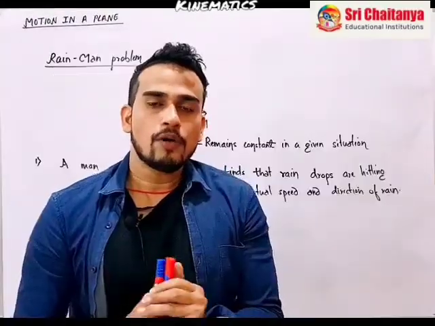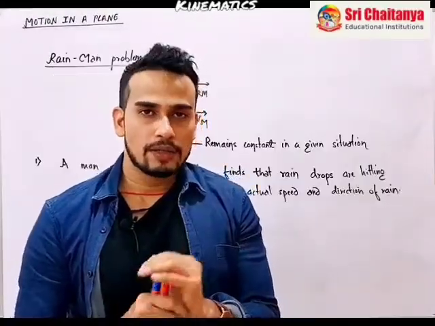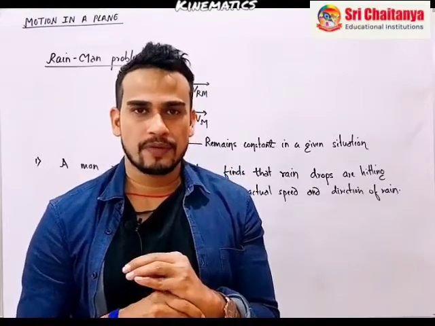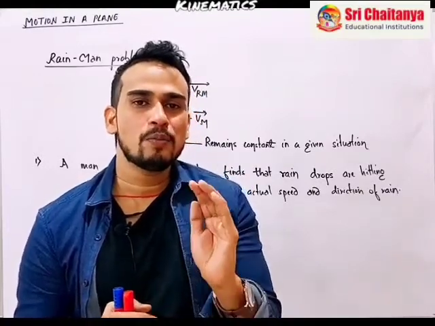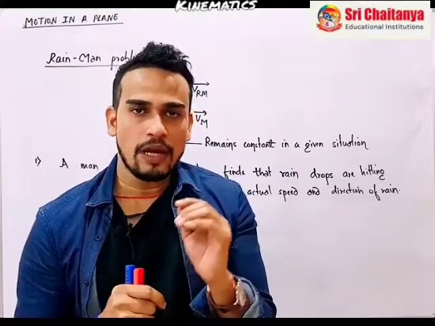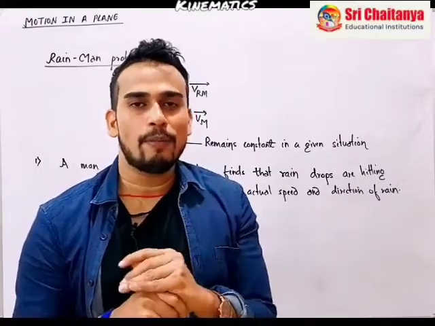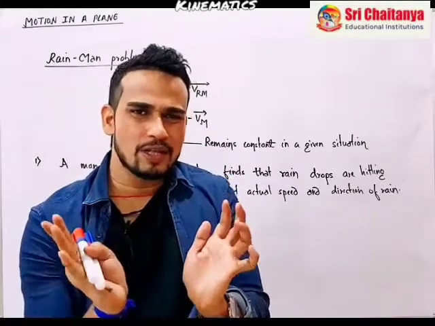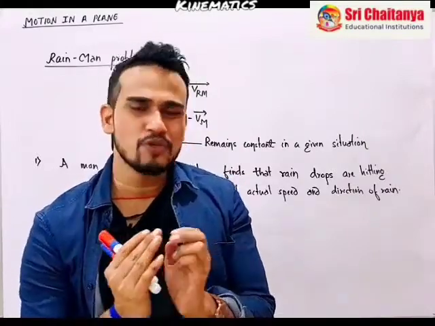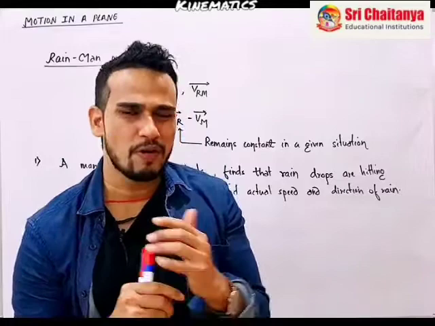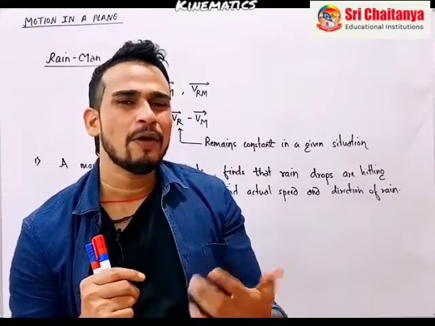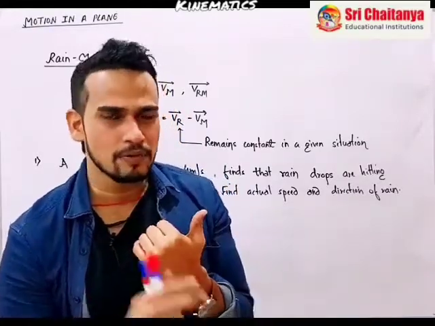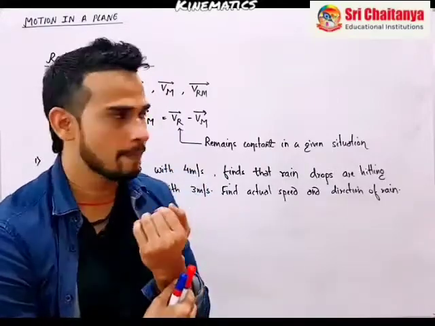Now let's talk about one more important type of question which we have in motion in a plane. We are going to talk about the rain man problem, or rain umbrella problem. Easy questions are asked from here in your NEET exam. So just see here how to do the question. What will happen in the rain umbrella problem? So let's see. First we'll talk about the basic thing.